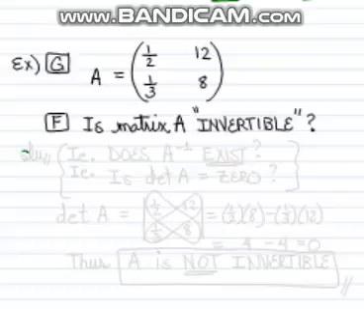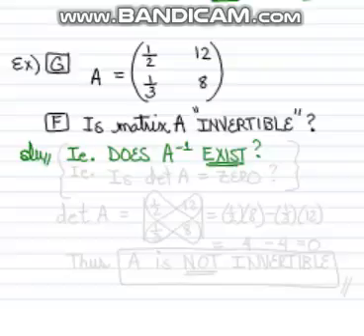Right, so we're given a 2 by 2 matrix here, 1/2 down below 1/3, 12 down below 8, and we're simply asked if this matrix, which we named A, is invertible. To be invertible means that the inverse exists. So the question is, in other words, does A inverse exist? That's really what they're asking, does A inverse exist?